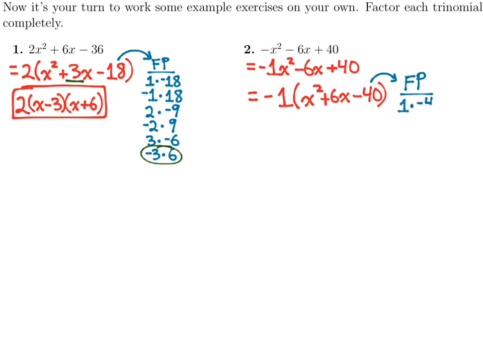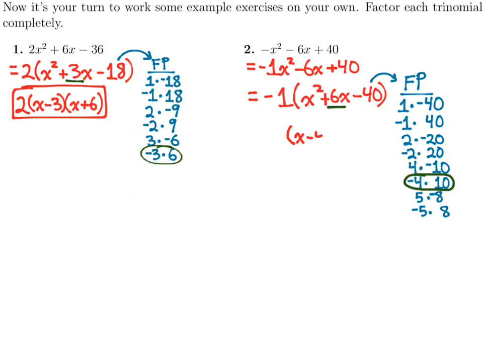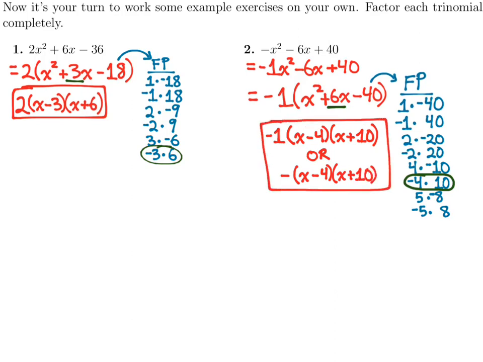All right, the factor pairs of negative 40. It's kind of boring really at the end, but necessary sometimes. Negative 4 and 10, so x minus 4, x plus 10, negative 1 in front. Or if you want to look super fly, just write a negative sign in front. You're good. All right, that's 2 practice problems.